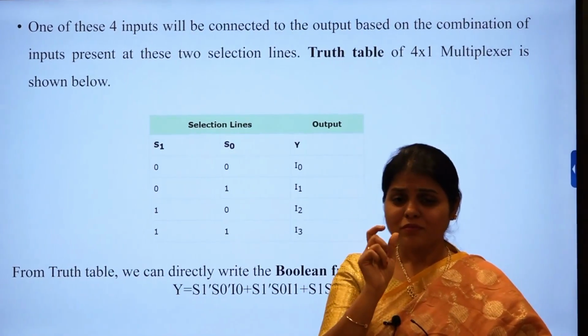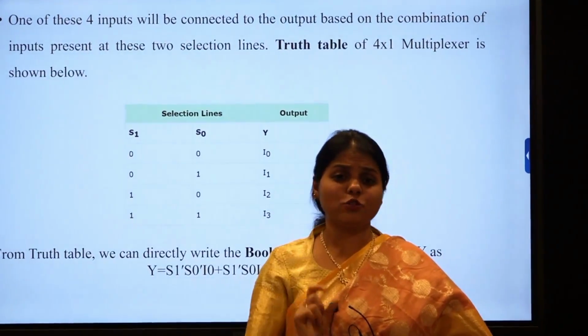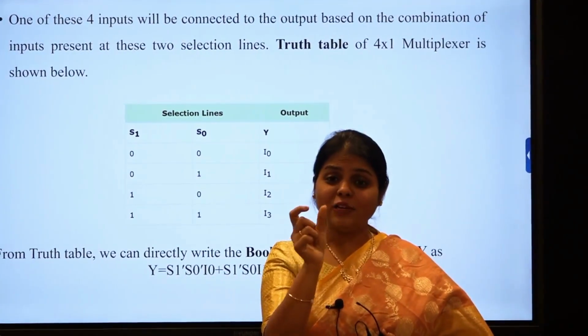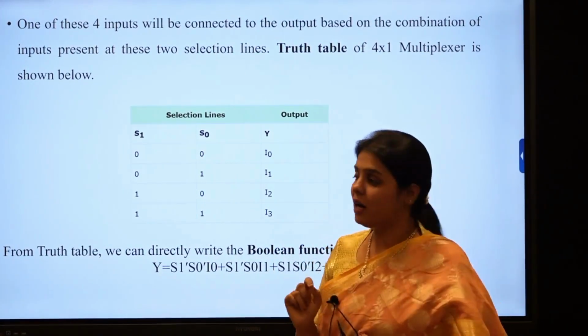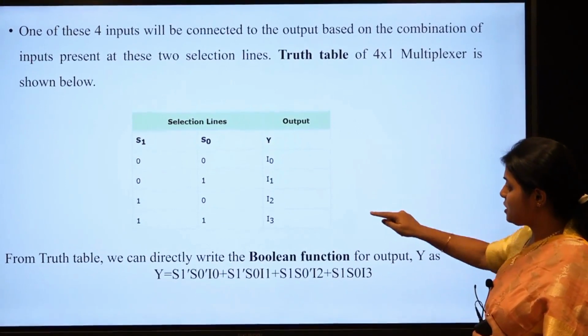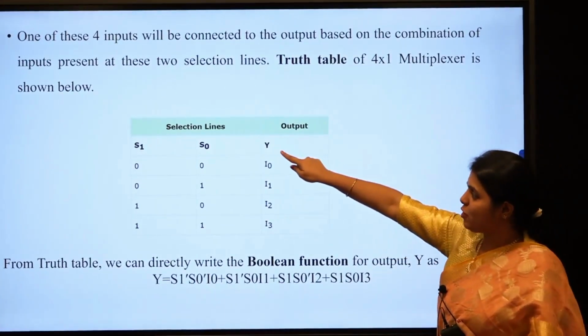So just remember that we are not taking the inputs here in the truth table. We are taking the select line combinations of inputs. Based on that, one of the inputs will appear at the output. Okay. Now from this particular truth table, I'll directly write the function for Y.